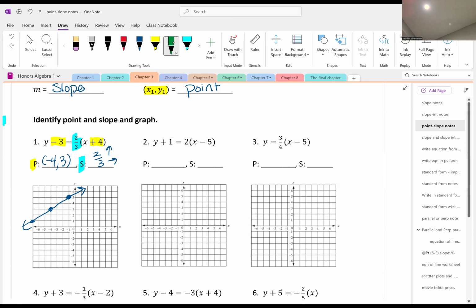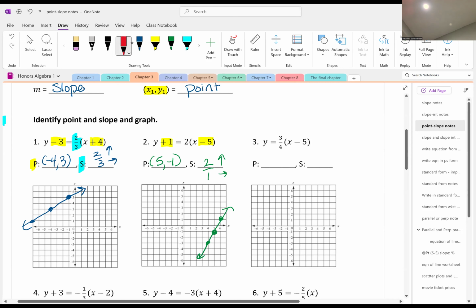Okay, so number 2, our point is the opposite of what's with the x and the y. So that is going to be (5, -1). The slope is the number in front of the parentheses, which is 2. So we're going to start with the one point that we know, (5, -1). And then again, if our slope is in a fraction, we'll think of it as a fraction, and we'll do rise over run to be able to graph it.